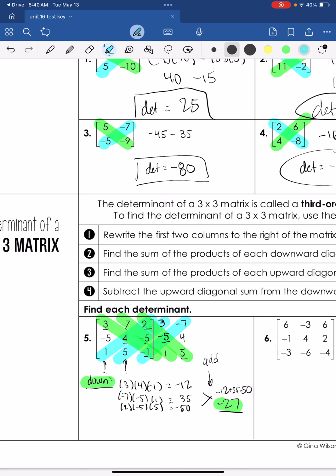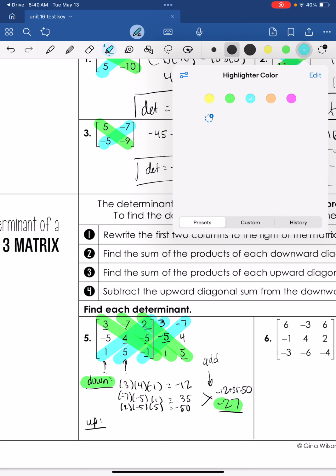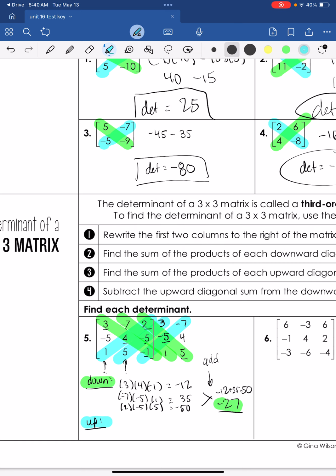All right, so I can make note right here. So now this is us going up. We got the upward diagonals. So the first one is 1, 4, and 2. Right, we got 1 right here, 4, and then 2. So we're going in that way. Now it's going to give us 8.